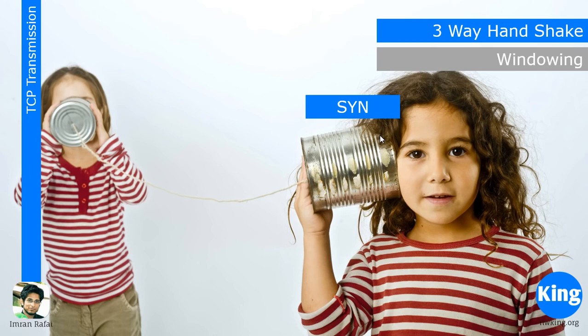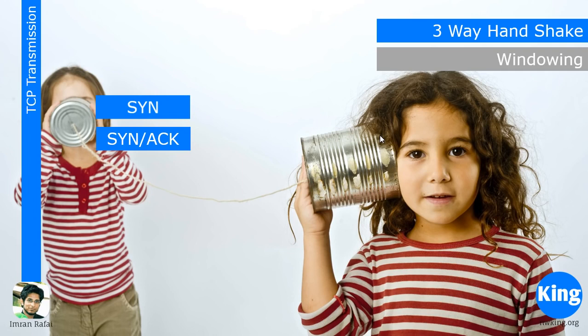So A sends a sync packet to B. The sync packet goes to B, B receives that. So B says, okay, somebody wants to communicate with me. Now I need to also tell them that I am ready for it. So how do I say I am ready for it? I would send another sync packet.